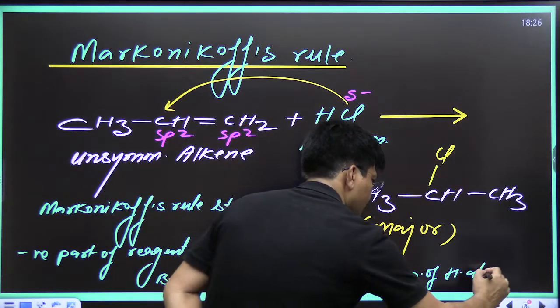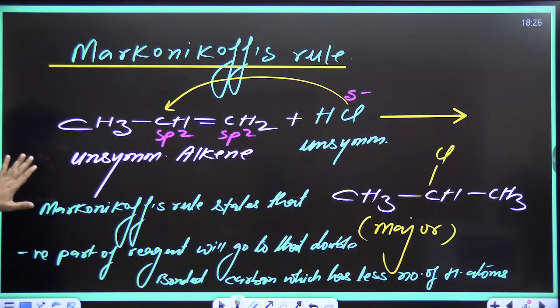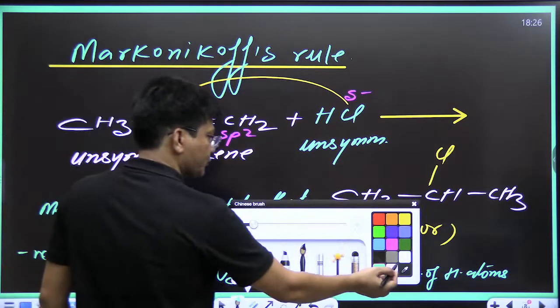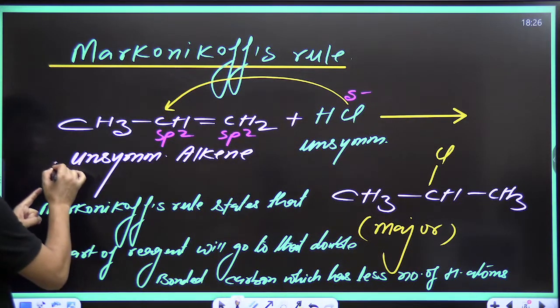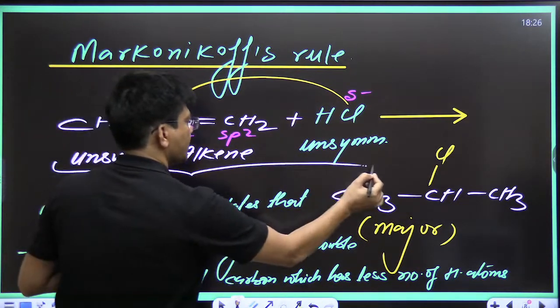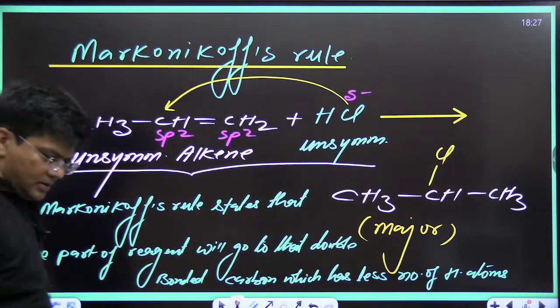But remember, my dear friends, this rule is valid only when both of them are unsymmetrical. The substrate and the attacking agent both should be unsymmetrical, then only this is valid, otherwise this is not valid, my dear students.